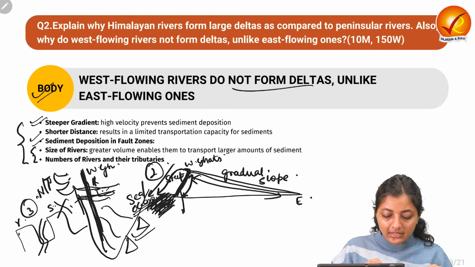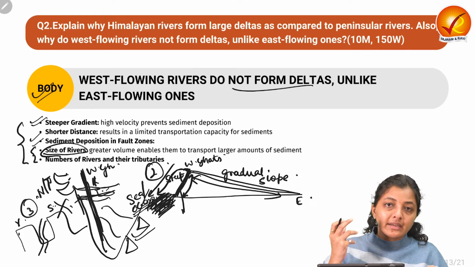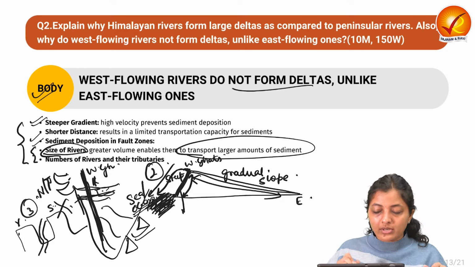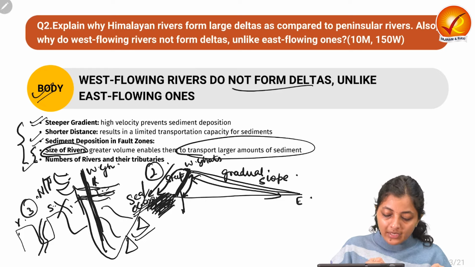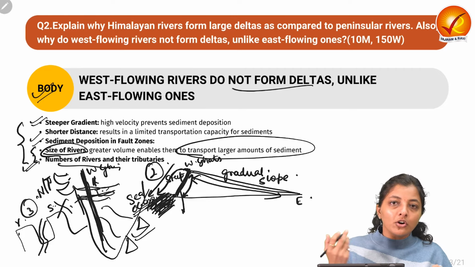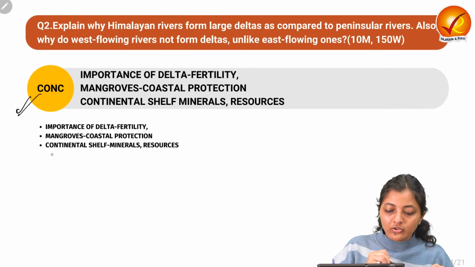So these are some differences between the east and the west. And one other point you can write about is the size of the river. The east flowing rivers are greater and have a larger volume. So that is why they are able to transport a large amount of sediments. And also the number of rivers and tributaries is larger on the east flowing ones. Next comes the conclusion.